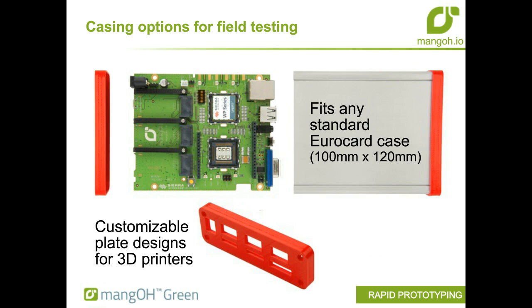The PCB for Mango Green was designed to meet the Eurocard spec of 100 millimeters by 120 millimeters. This allows you to take a Mango Green and put it in one of the numerous Eurocard boxes that are available.